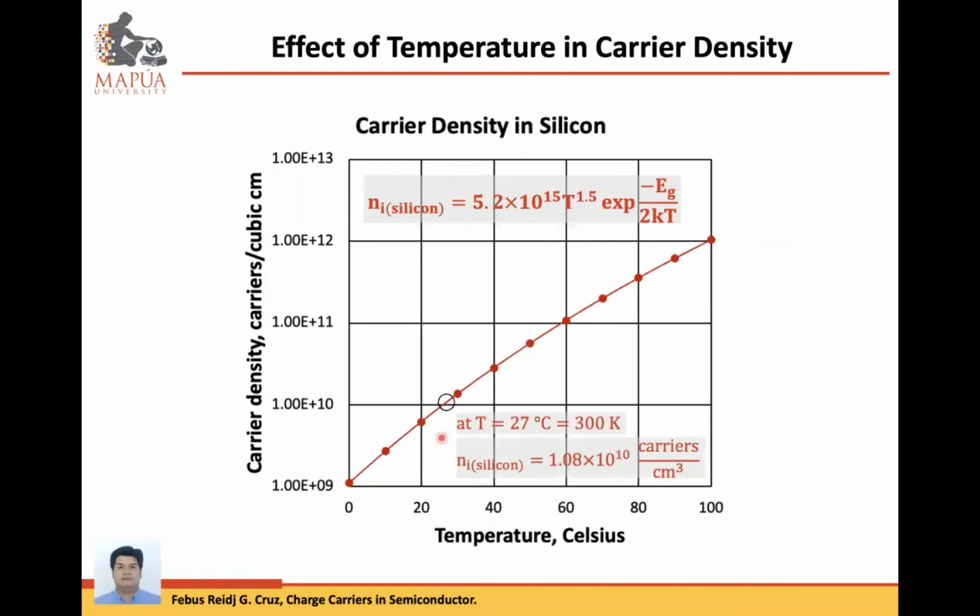Alright, so in this example, if the temperature is 27 degrees Celsius, or 300 Kelvin, the computed intrinsic carrier density of silicon is 1.08 times 10 to the 10 carriers per cubic centimeter. Okay? So try to use the formula and see if you can get the same value.